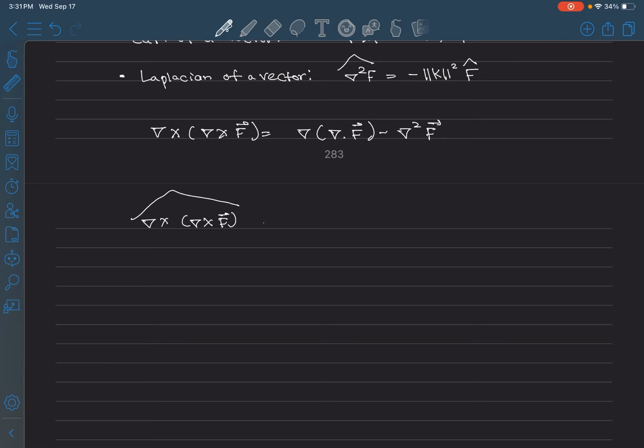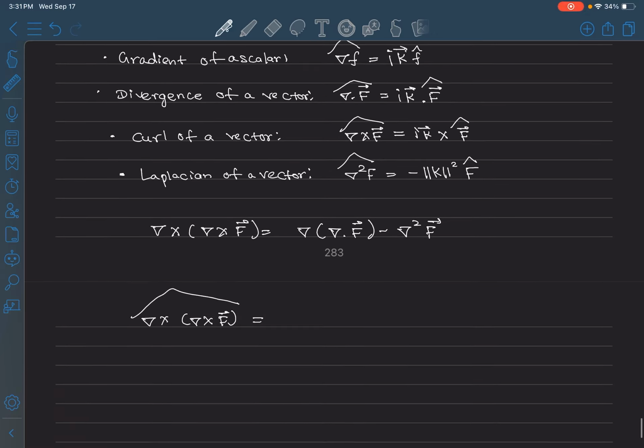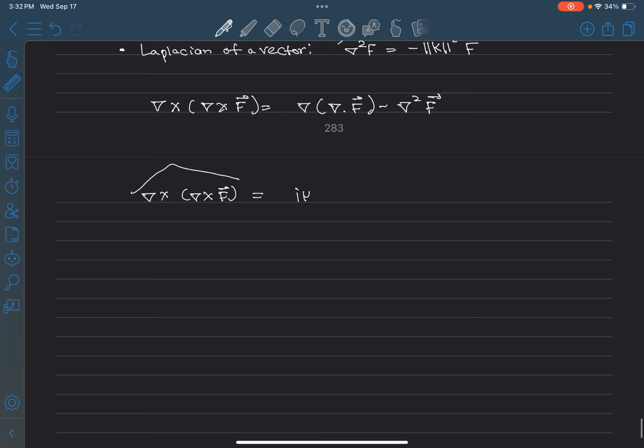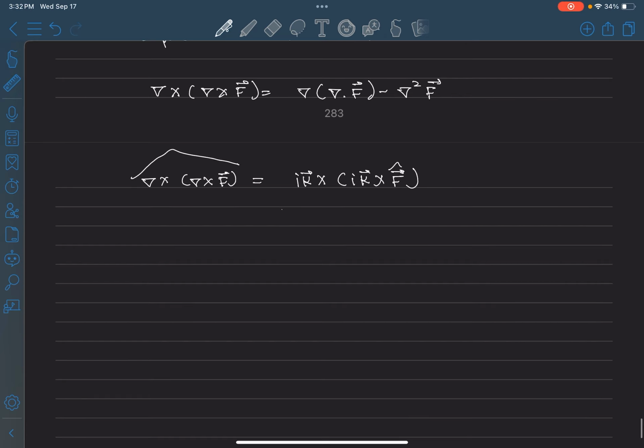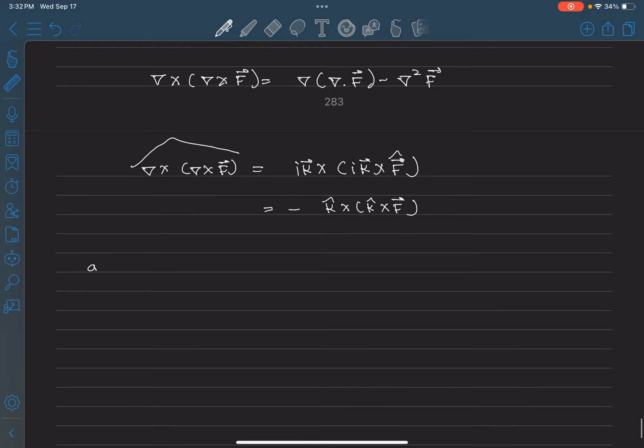If I take its Fourier transform, from the formulas here we know that this is just going to be i k vector cross i k vector cross the Fourier transform of the f vector. Now I can take these constants out. So this is minus k vector cross k vector cross f vector, since i times i is -1. Now this is just a vector cross b vector cross c vector. This is the vector triple product, and from vector calculus we have a formula for this.